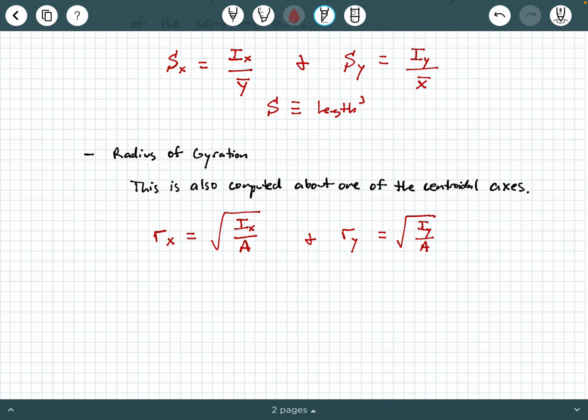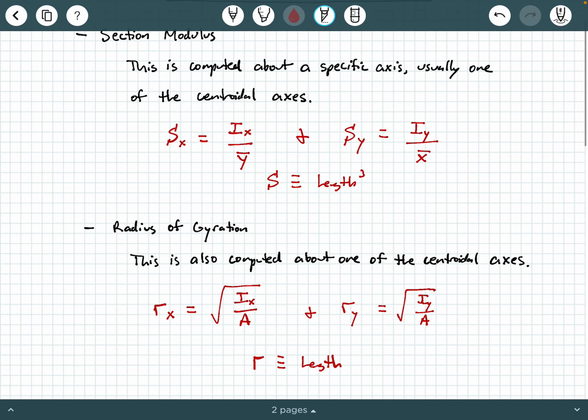So that is radius of gyration, and radius of gyration has units of length, which makes sense, right? If you have moment of inertia, which has units of length to the fourth, and you divide it by length squared, you get length squared, but then you take the square root of that and you're left with just length. So that's how you can always go back to your unit management and make sure that your units are making sense as you're going through that process.